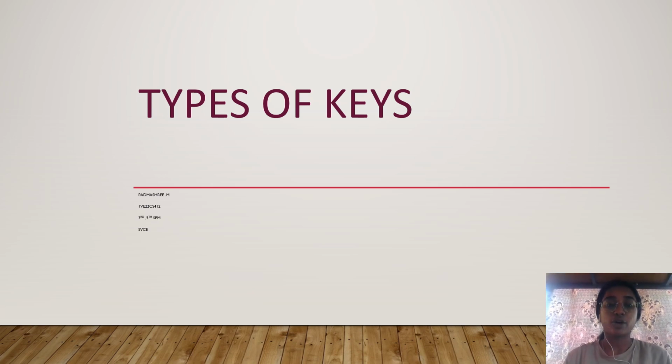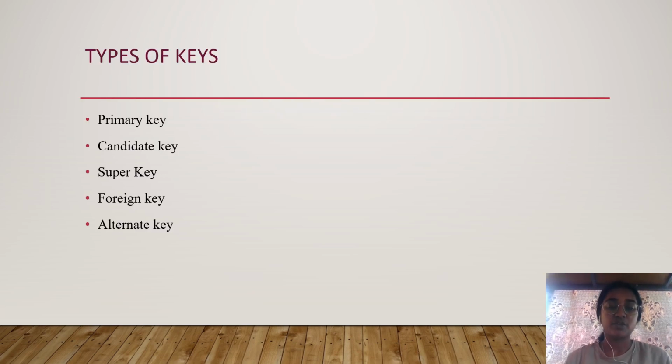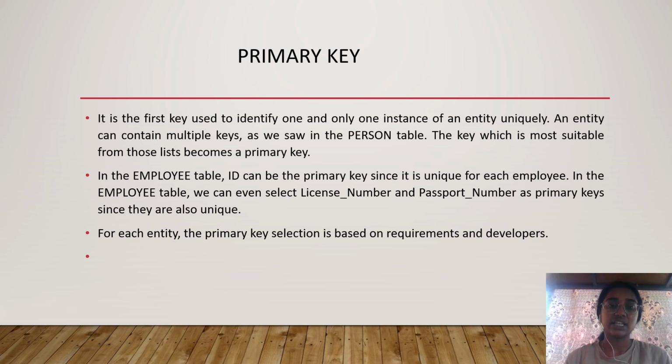I'm going to present the topic of types of keys in database management system. The types of keys we are going to use are primary key, candidate key, super key, foreign key, and alternate key. The first key that we are seeing is primary key.